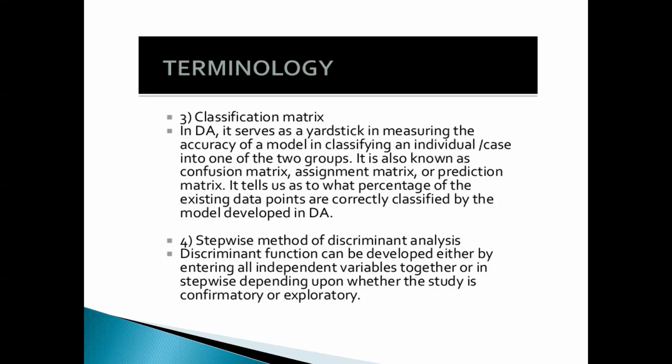Stepwise method of discriminant analysis. That is why we do step-by-step discriminant analysis, to decide which variable should be added or not. So a discriminant function can be developed either by entering all independent variables together or in stepwise fashion, depending upon whether the study is confirmatory or exploratory. If it is confirmatory, then we can add all the variables. If it is not confirmatory, then we should start from one variable, then keep on adding one by one, as in stepwise regression.